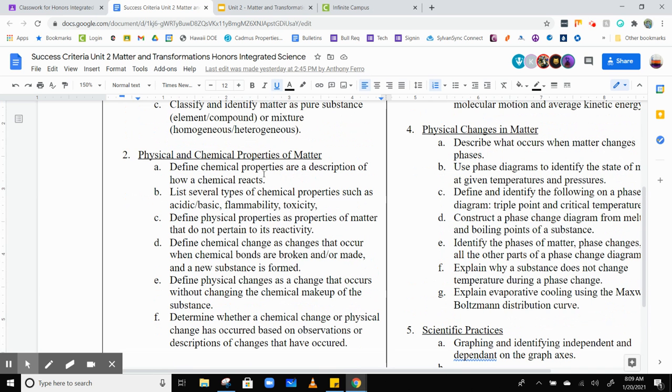We're also going to talk today about physical and chemical properties of matter, so define chemical properties as well. This is, again, a work in progress. I missed some things here. We'll talk about physical properties, chemical properties, physical changes, and chemical changes. So pretty much 1 and 2 we're going to talk about today and get that done.